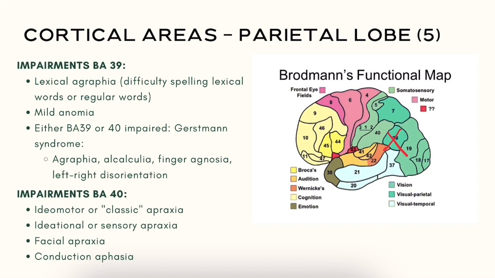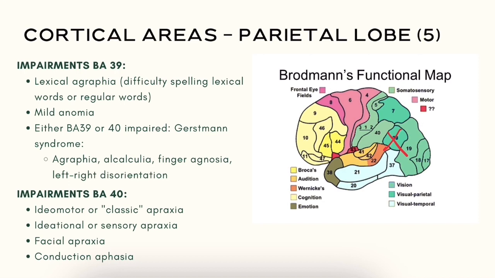Gerstmann syndrome is composed of four symptoms. You could get agraphia, which is the inability to write and communicate through writing. You could also get acalculia, which is an inability to perform mathematical calculations. Next, we could have finger agnosia. That means there is a loss of ability to distinguish, name, or recognize your fingers, and you have left and right disorientation, which is the inability to distinguish left from right. So if either area 40 or area 39 is impaired, you could get Gerstmann syndrome.